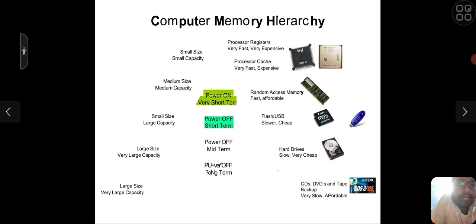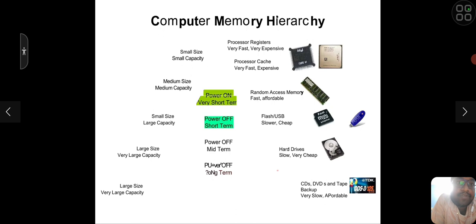In the computer memory hierarchy, the capacity goes from small, to medium, to large, to very large. Based on these types, the data retention goes from very short term, to short term, to mid term, and to long term. And then there are certain examples also.